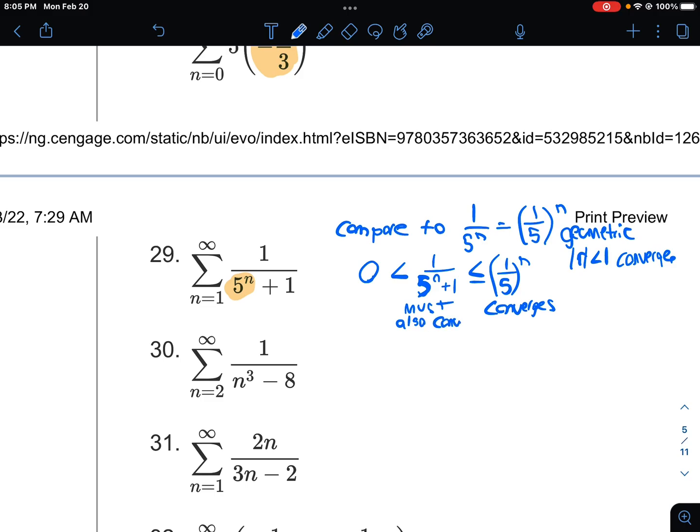So let's think about it. This right here, we're going to get 5, 25, 125. Down here, we're going to get 5 plus 1, which is 6, so it's smaller. That works for the first number. If I plug in 2, I'm going to get 1 over 26, which is smaller. This is always going to have a denominator that is 1 larger, so this is always going to be true. So it does converge by the direct comparison test, okay?